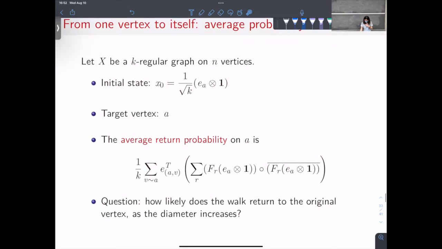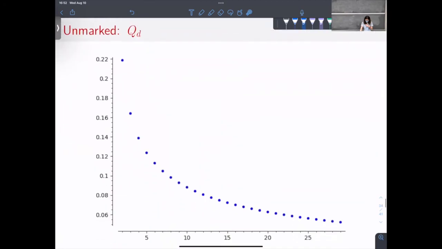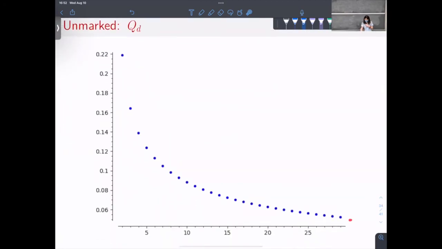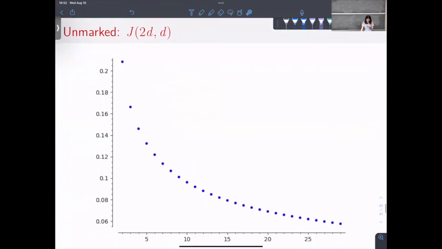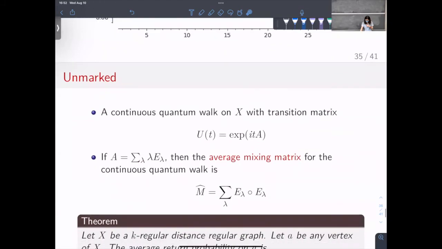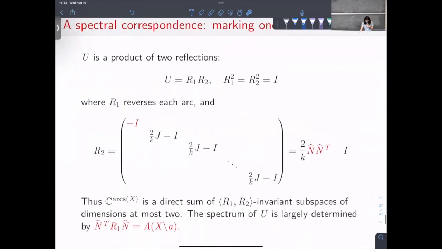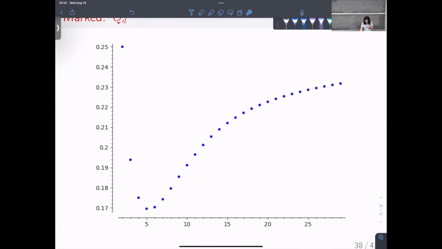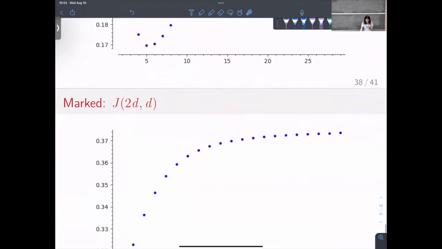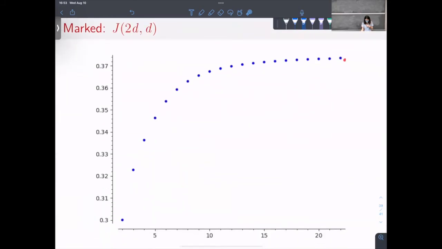I guess I don't have time to describe the details here, but again, for k-regular graphs, if you start with only the outgoing arcs of the marked vertices and look at the average return probability, then without marking, as d increases, this probability vanishes for Q_D and Johnson J(2D, D). But with marking, you have a nice plot, and if you plot more graphs, you will see this converges to 1/4 for bipartite distance regular graphs. And if the graph is not bipartite, this probability can even jump higher. It actually gets to somewhere around 3/8.